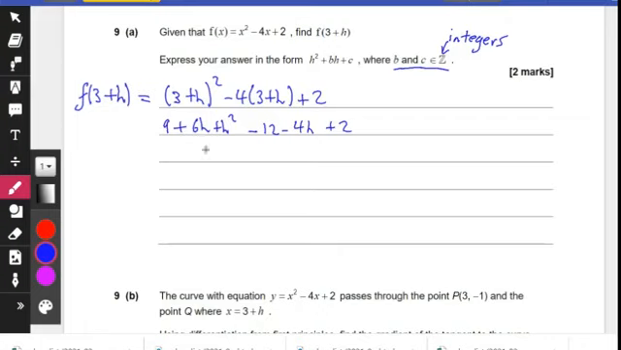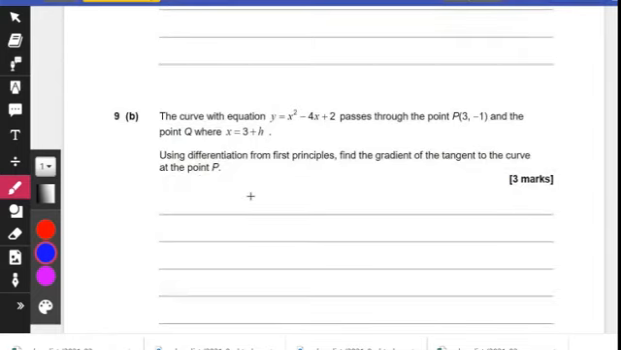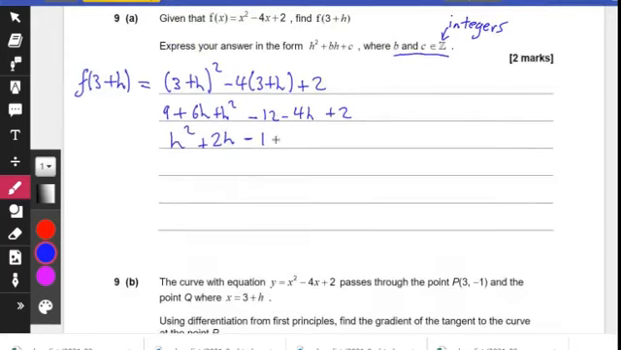So when you simplify this, you get h squared. You've got 6h and you've got -4h, which is +2h. 9 - 12 is -3, and then +2 is -1. So you get h^2 + 2h - 1. So that's what you get there. Any questions about the first part, first of all?